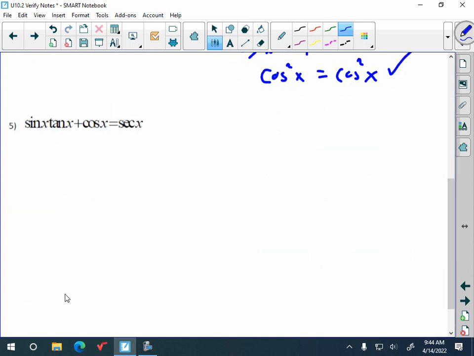All right, then the last one, number 5. We have sine x times tangent x plus cosine x. We're trying to get it to equal secant x. There's no GCF that you can factor out, nothing in common. So here you want to change everything to sines and cosines. So we've changed tangent to sine over cosine.